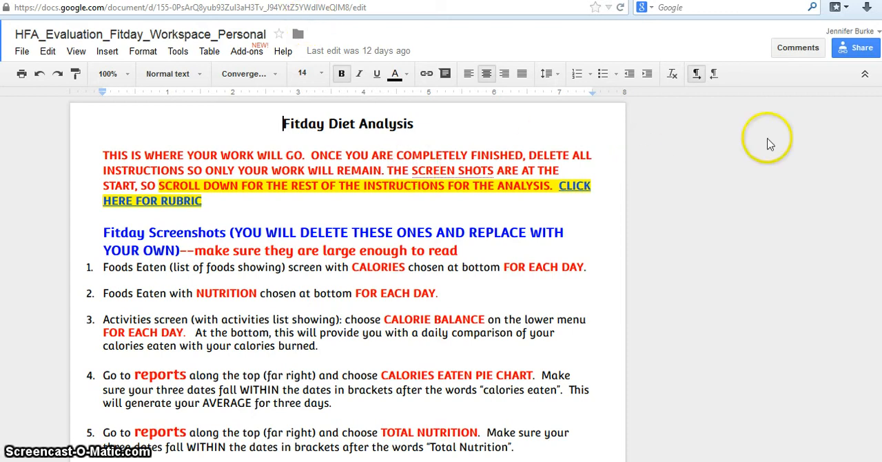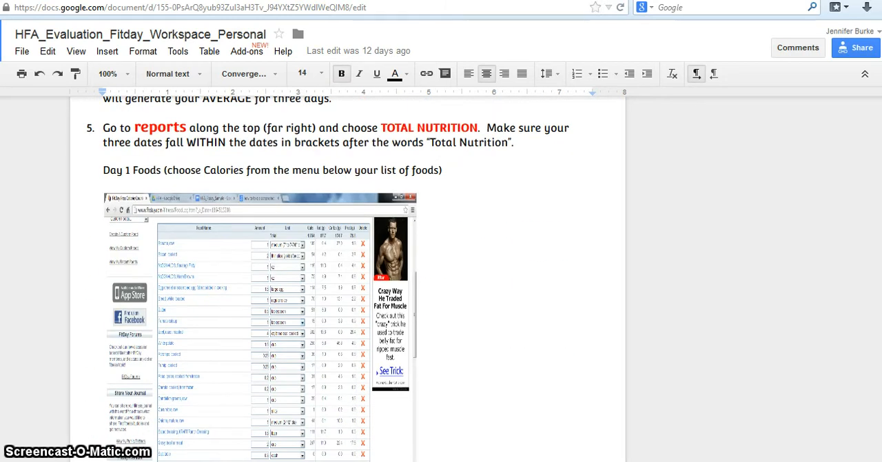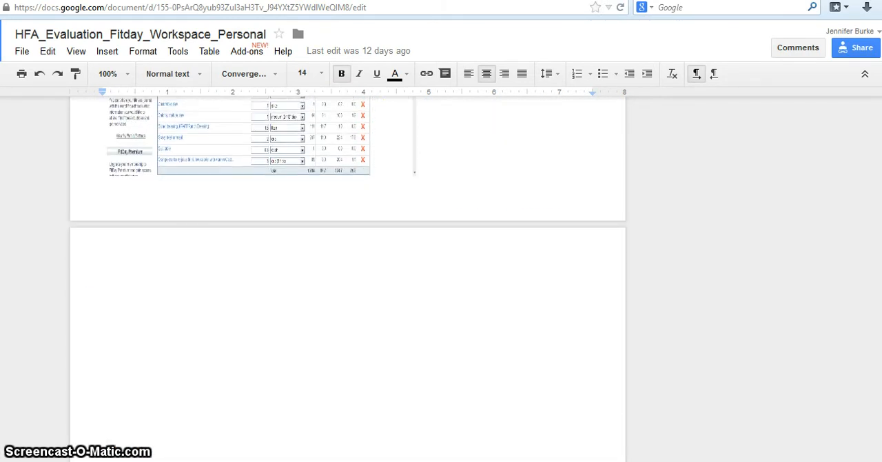This is your explanation of your Fitday assignment. So I am in the screen that you are all working in. The first thing you want to do is make sure that you have all of your screenshots in.